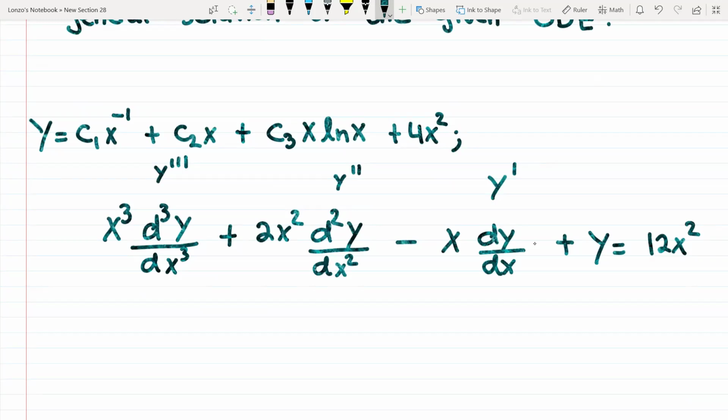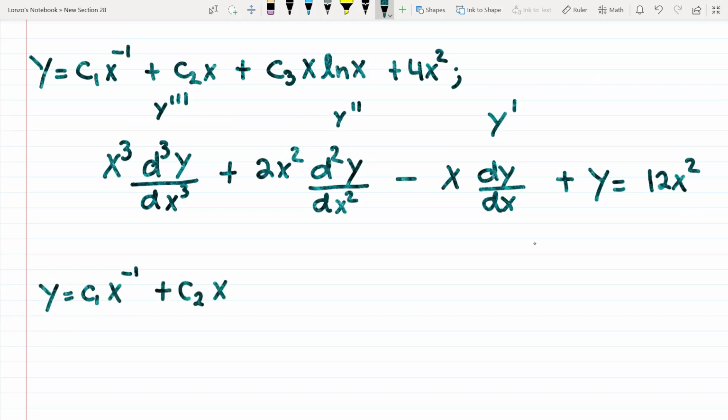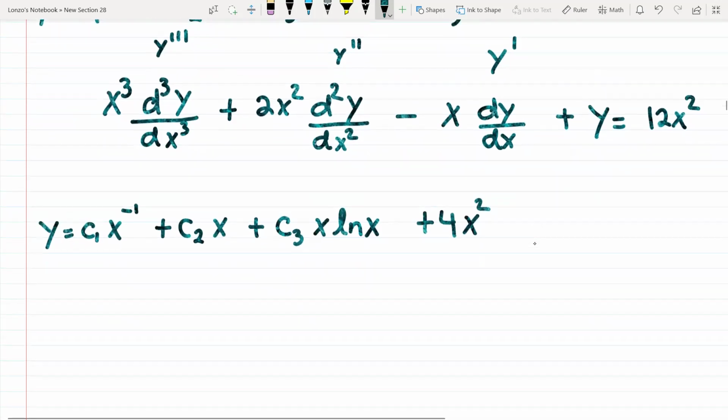So we have y. If our y is c1 x to the -1 plus the rest, what would be our y prime, our double prime, and our triple prime? So we're going to have to do some algebra. Let's first find y prime.